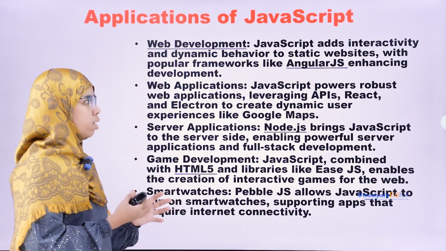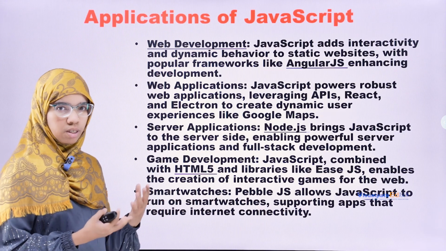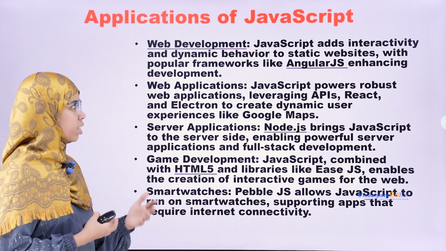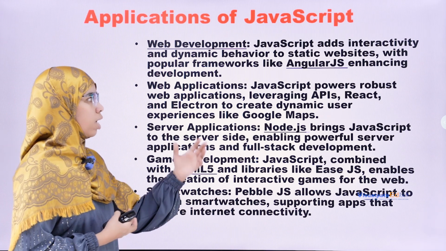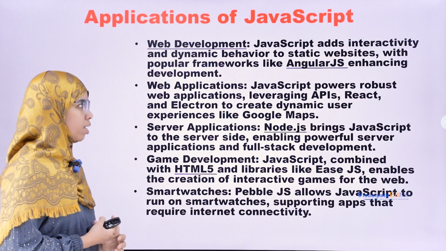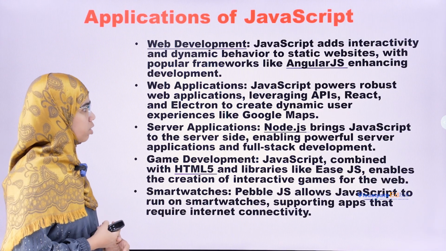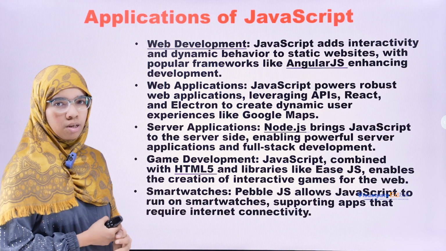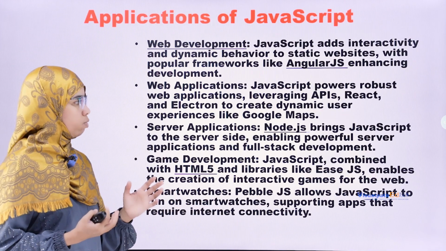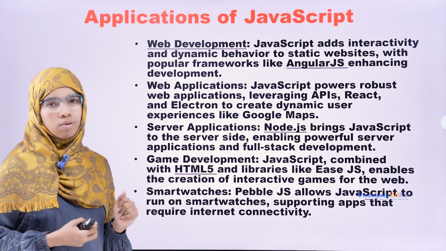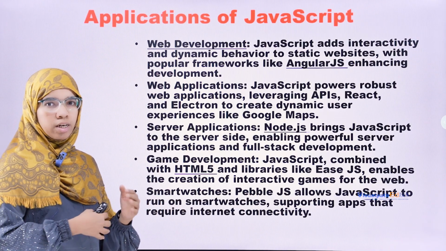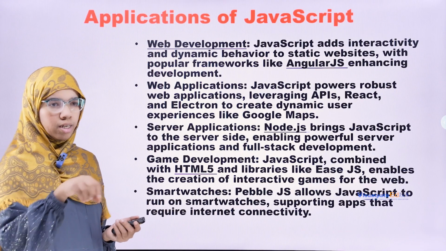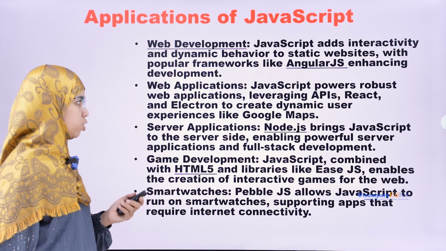It gives high weightage to the development of web applications and websites by making them very user friendly. And apart from that, it uses APIs, React and Electron to create dynamic user experiences like Google Maps and all. So it is dynamic in nature. Google Maps is a very good example to identify the application of it. As and when required, it is dynamic in nature. Along with the object, it is going to navigate easily and efficiently.